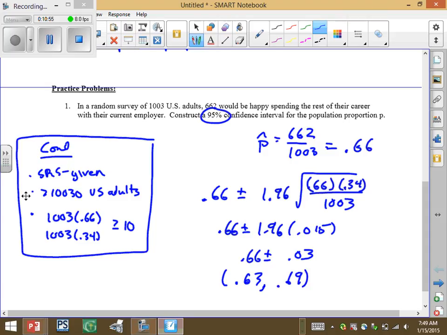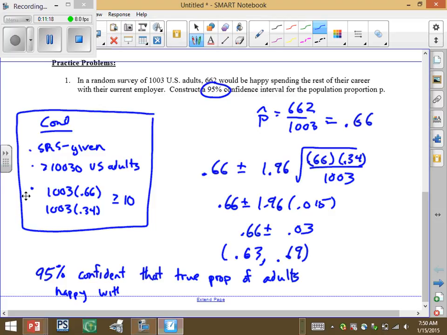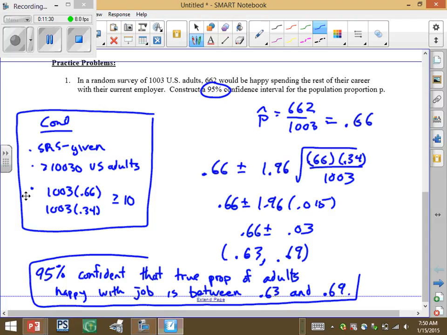And here's the critical part, when you write what this means in context. What you're going to write is: you're 95% confident that the true proportion of adults happy with their job is between 0.63 and 0.69. So there's your final answer right there.